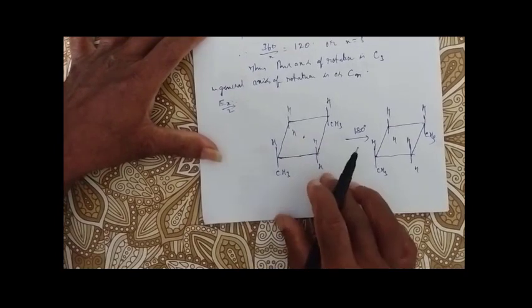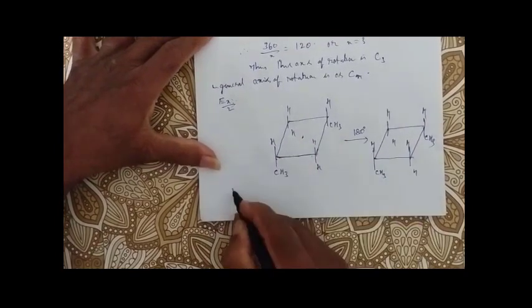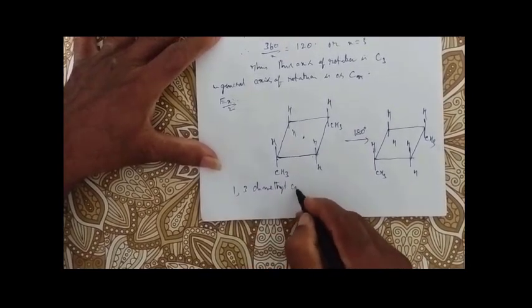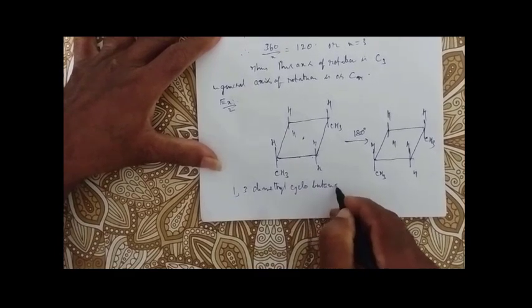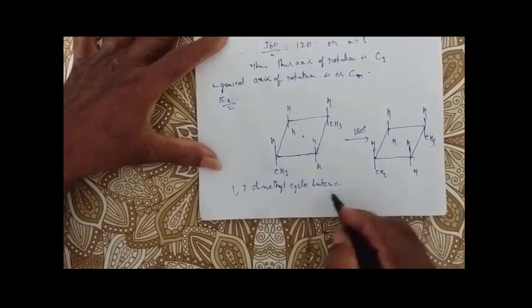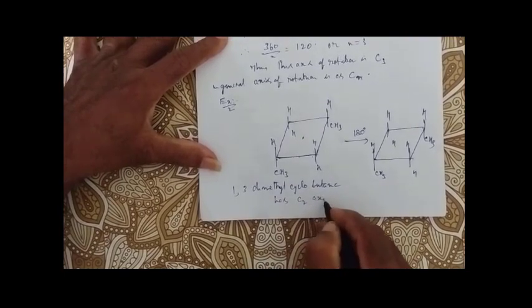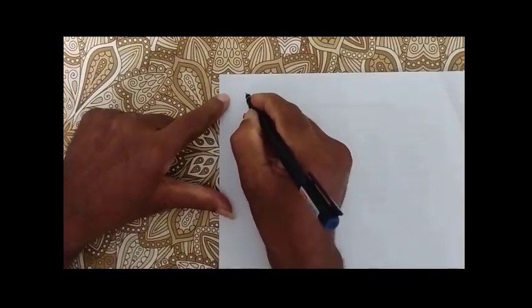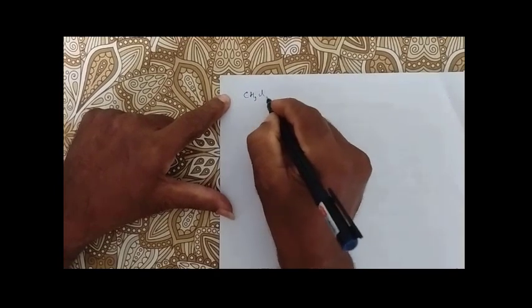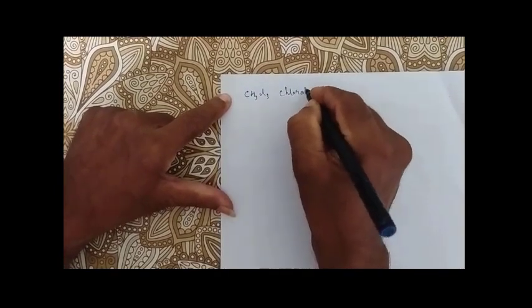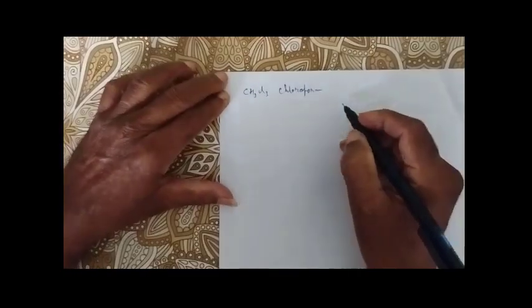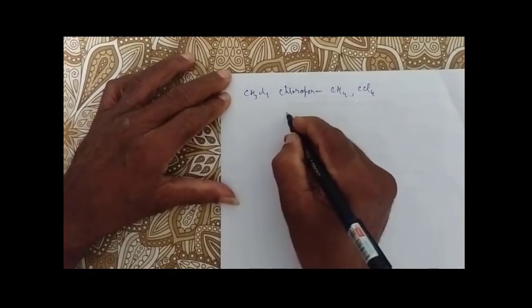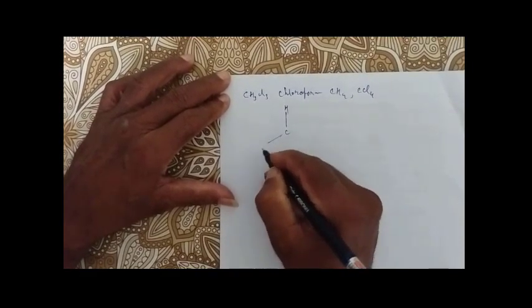Therefore what is the name of this substance? The name of this substance is 1,3-dimethyl cyclobutane. So 1,3-dimethyl cyclobutane has a C2 axis. Now let us take another example: CHCl3. This is chloroform. You can take even methane or CCl4 also. So the chloroform structure: this is hydrogen, C, chlorine.